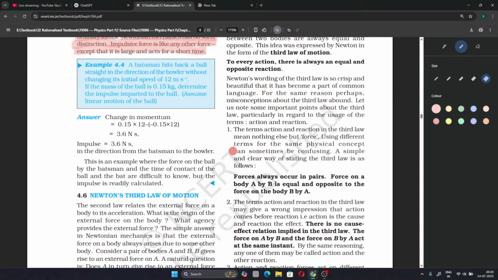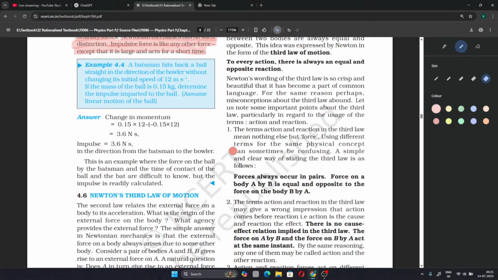Now let's see. A batsman hits back a ball straight in the direction of the bowler without changing its initial speed of 12 meters per second. If the mass of the ball is 0.15 kg, determine the impulse imparted on the ball. Assume linear motion of the ball.